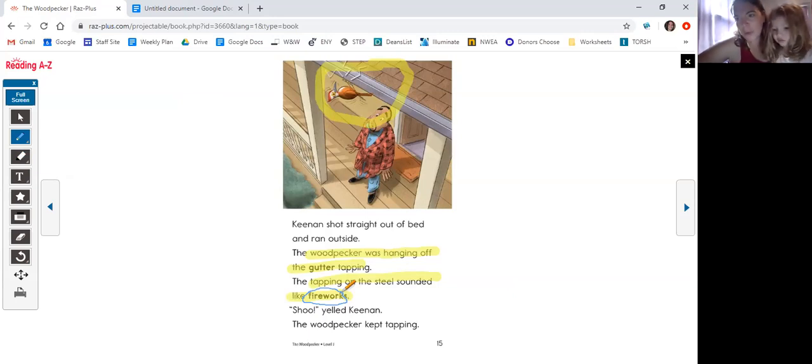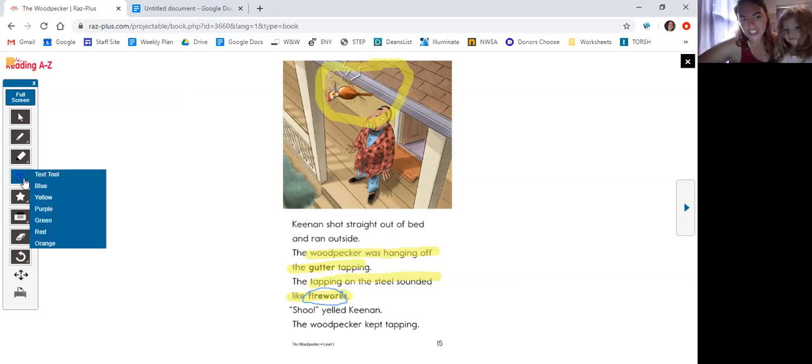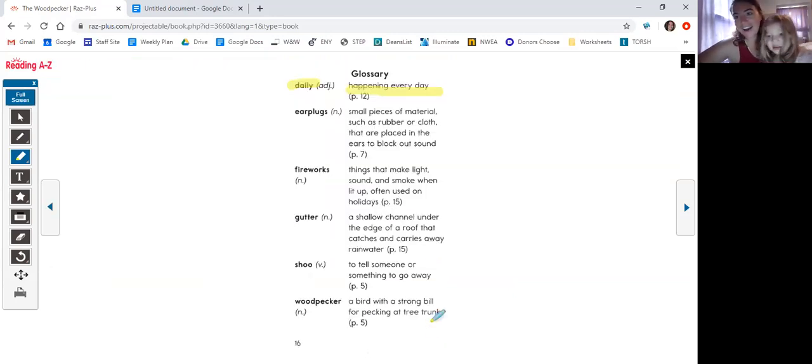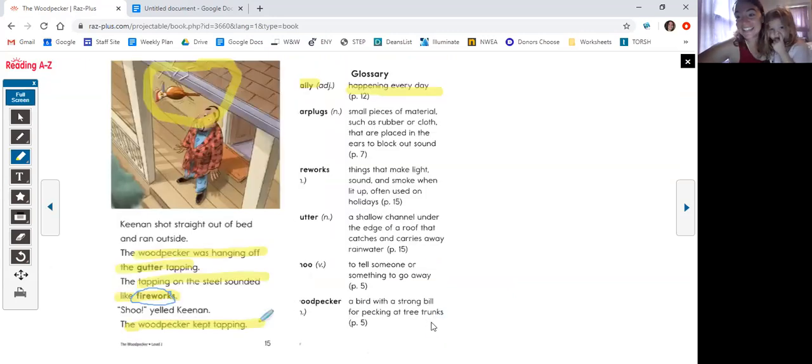All right. Did the woodpecker go away when Kenan said shoo? No, it says the woodpecker kept on tapping. All right, the end. Nice job.